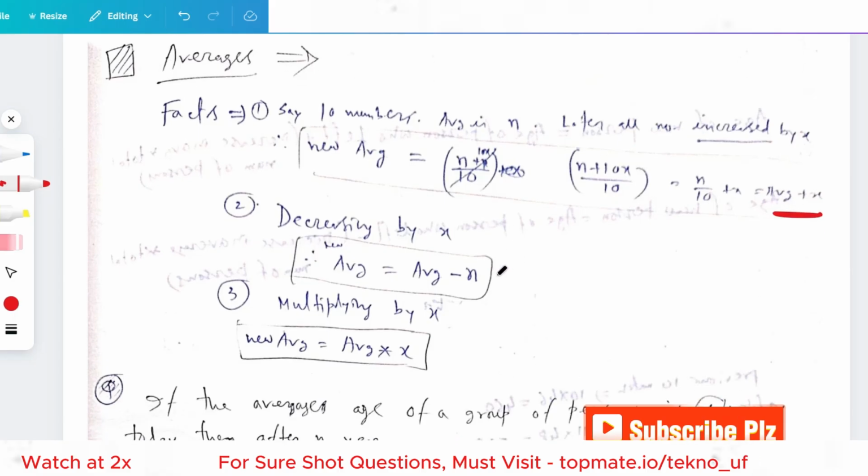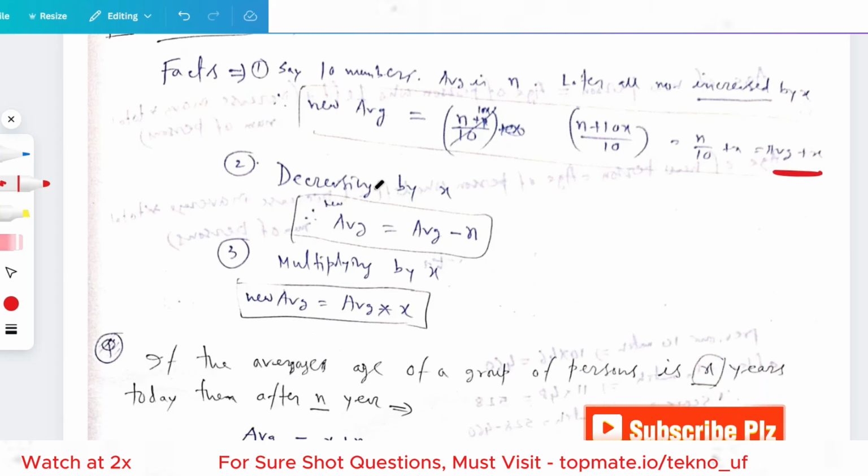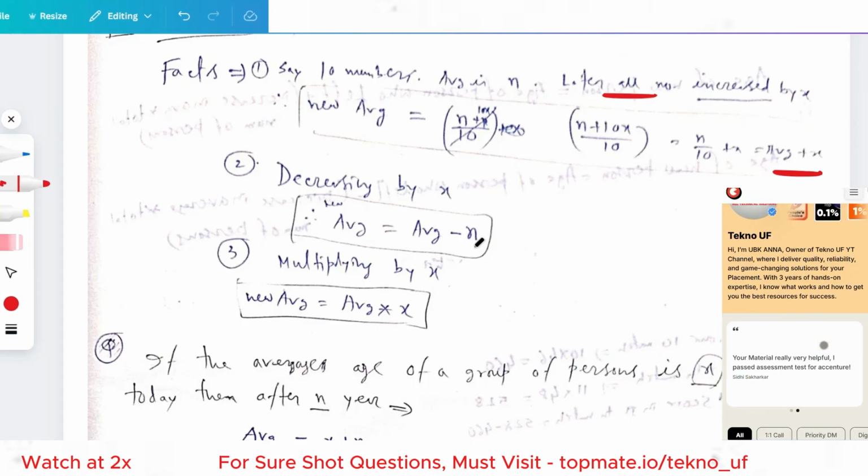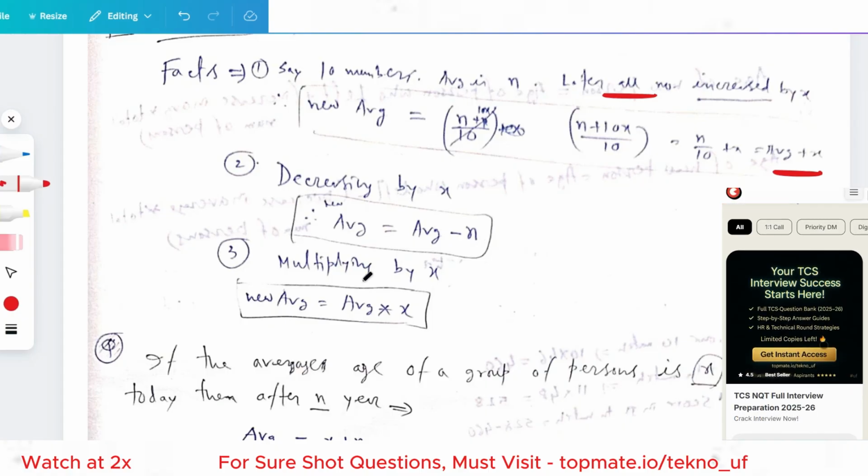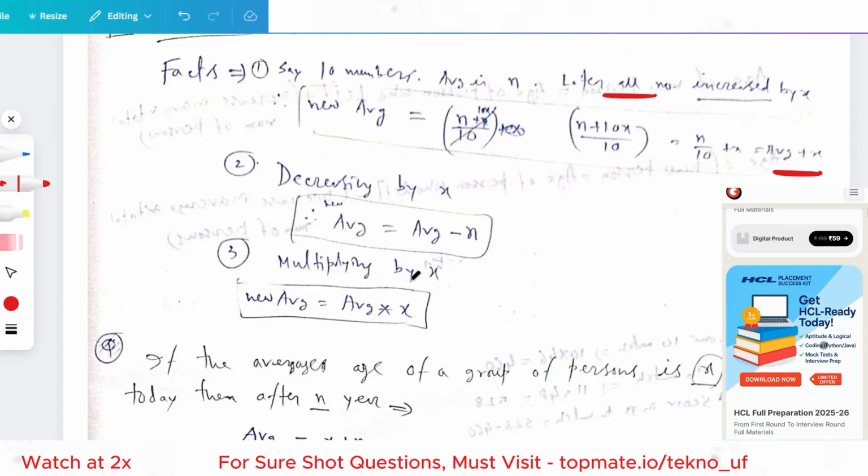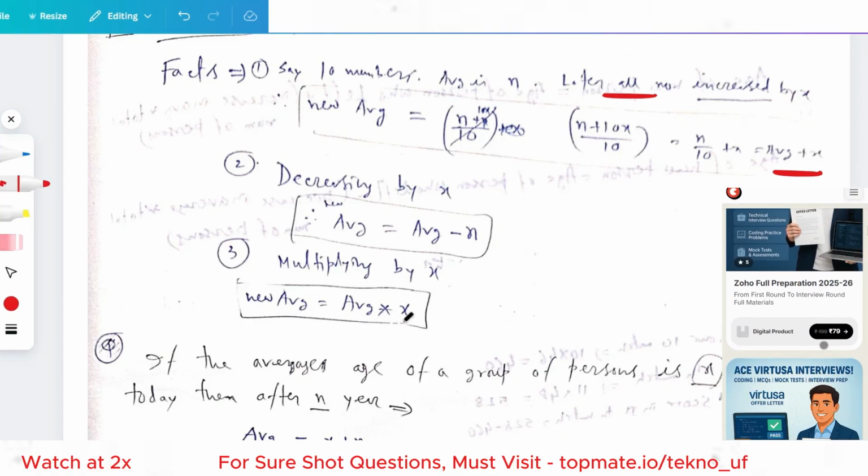Okay, so if it is decreasing by x, then average minus x. Just remember this, it is going to be very important. Average plus x when increasing by x, and when it is decreasing by x, then the new average will be the previous average minus x. And then multiplying by x, the new average will be average into x.